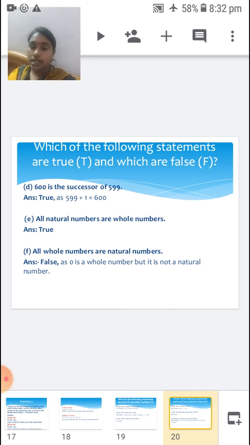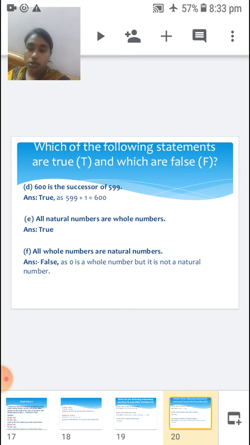Okay, children? So next we have E sum. All natural numbers are whole numbers. So are all natural numbers whole numbers? Yes, because the difference between a natural number and a whole number is that a whole number has 0, whereas the natural number starts from 1 and ends up to infinity. So the above statement is true. All natural numbers are whole numbers.